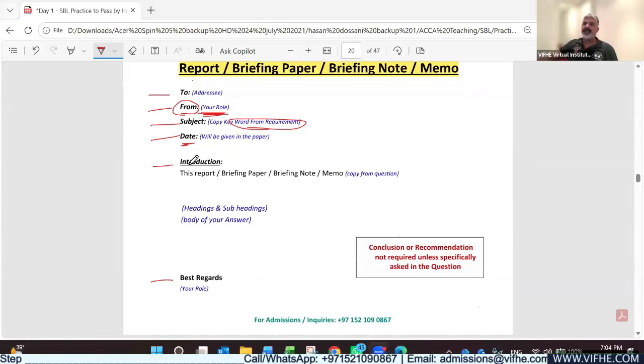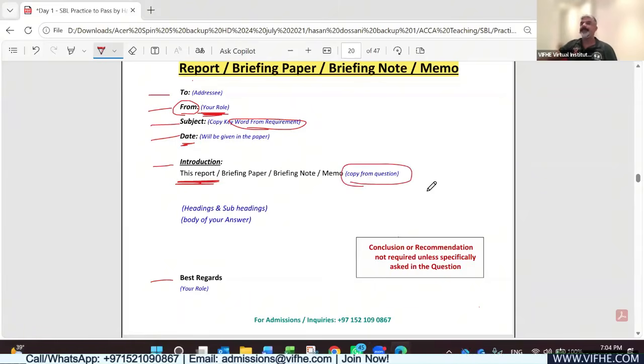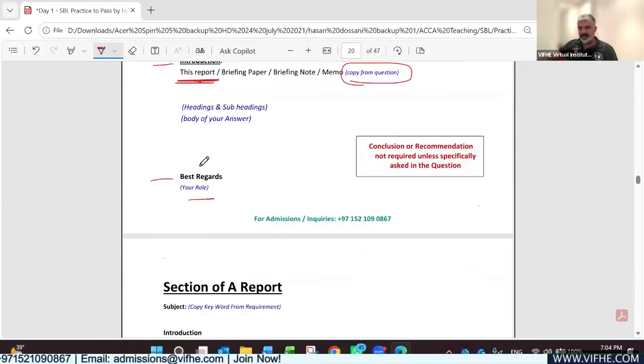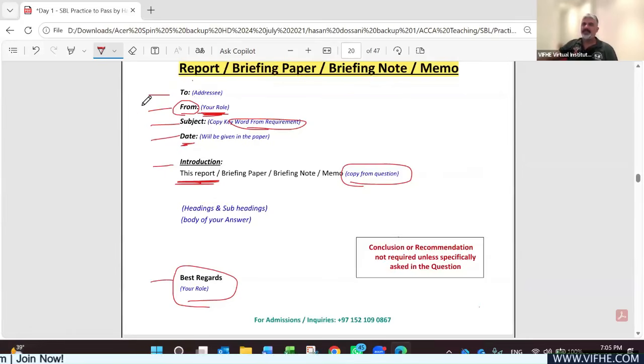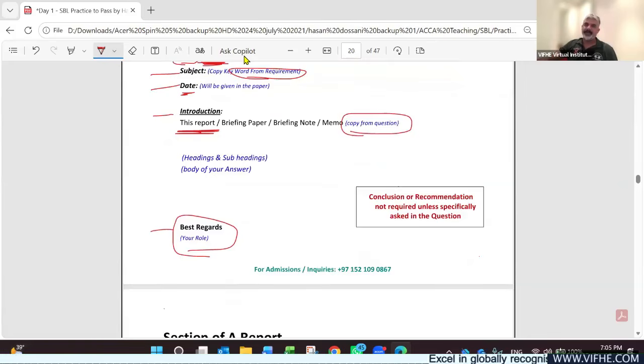Introduction, then you will give the heading introduction. You will write this report and then the rest you will copy paste from the requirement. And in the last, you will give the closure, best regards, and you mention your role. So these six things: to, from, subject, date, introduction, and closure. This is part of the format.